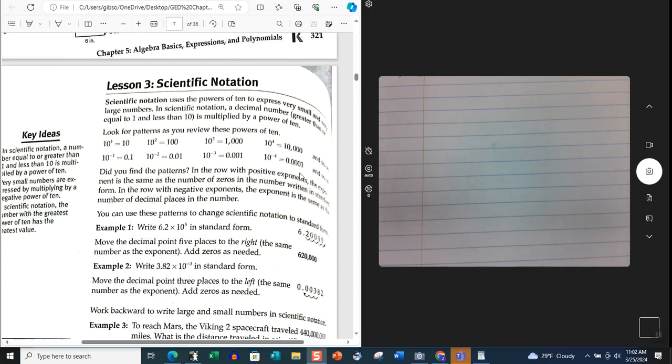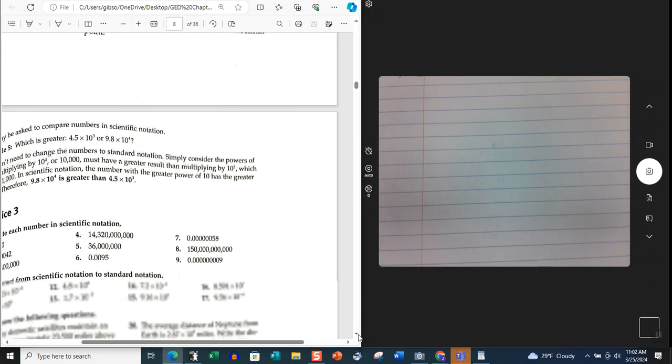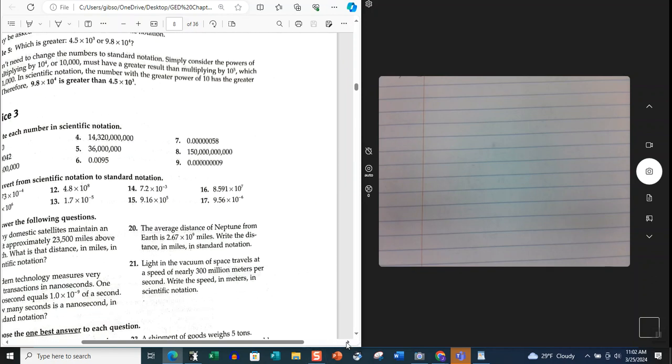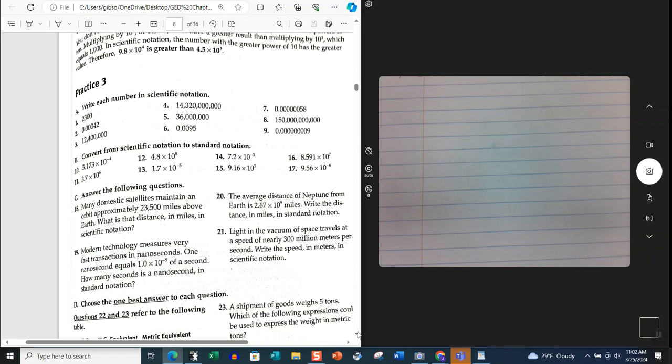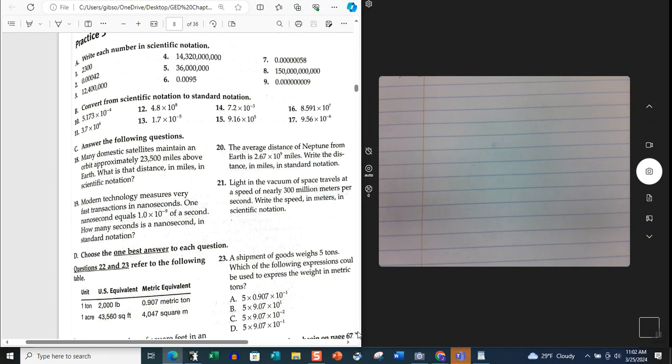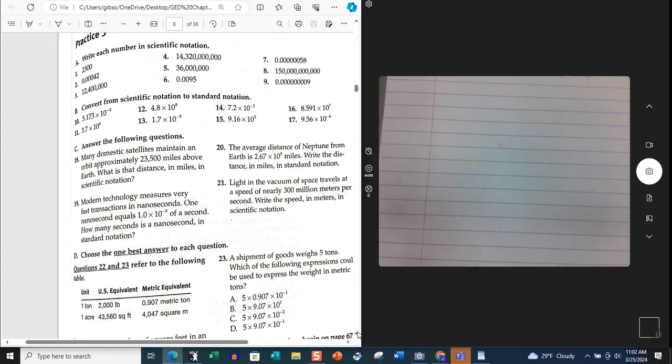So basically, whenever you're doing scientific notation and multiplying by 10 to a positive exponent, that means you're getting into larger numbers than if you're multiplying by 10 to a negative exponent. So now, we're going to go down here and actually go through these problems. And I'm going to take you through this step by step, and we're going to go through every single problem on this page, which goes up to problem 23.